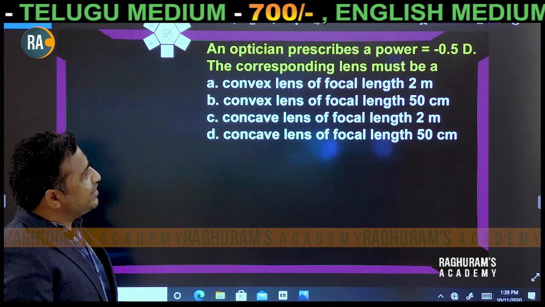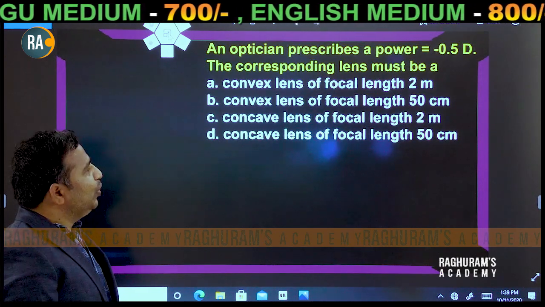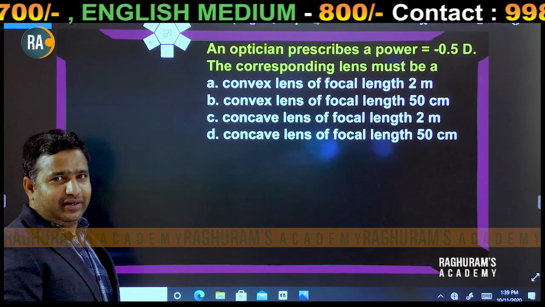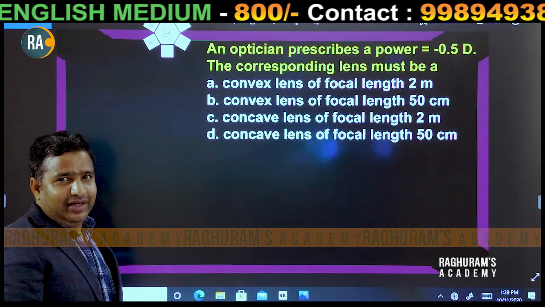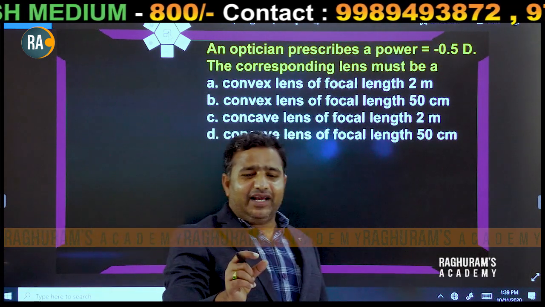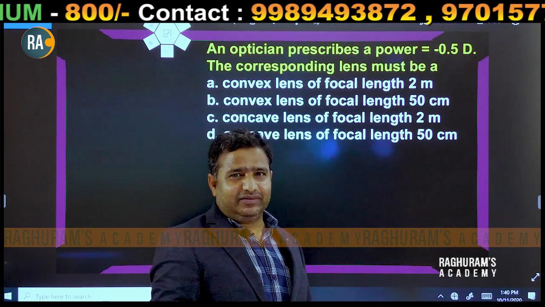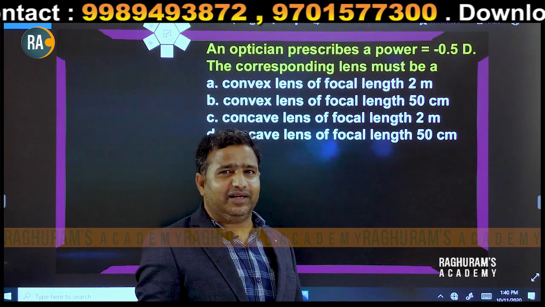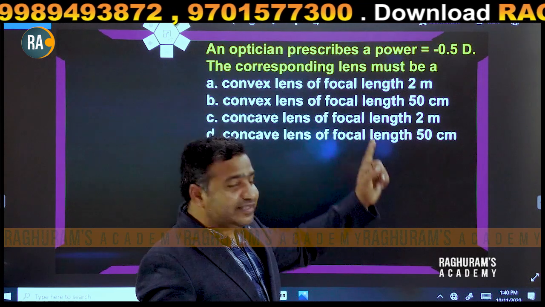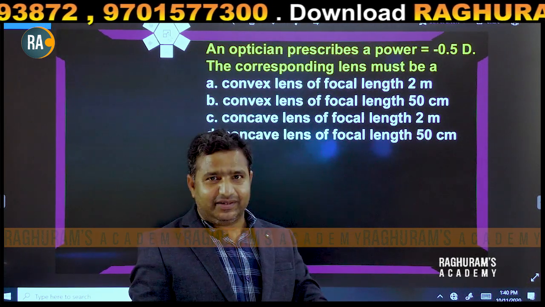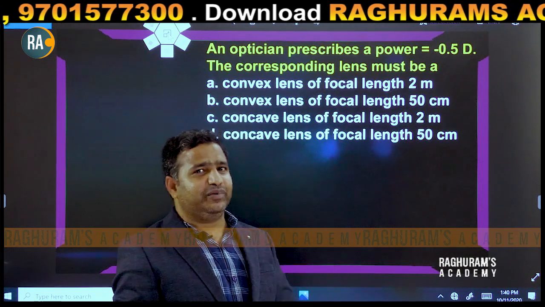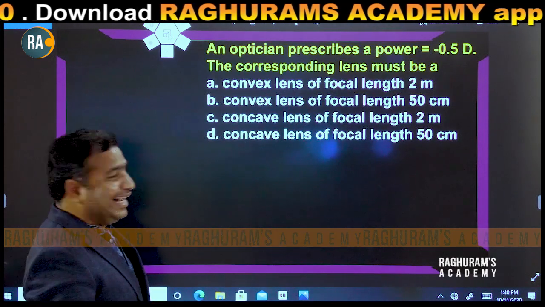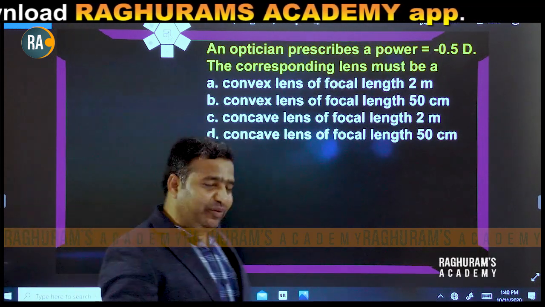An optician prescribes a power equal to minus 0.5 D. D is diopter. Capital D is diopter. Diopter is a unit of lens power or focal power. Focal power or lens power, both are the same. So capital D simply indicates diopters. Diopter is a unit of focal power or lens power. That's why the corresponding lens must be, is it a convex lens or a concave lens?